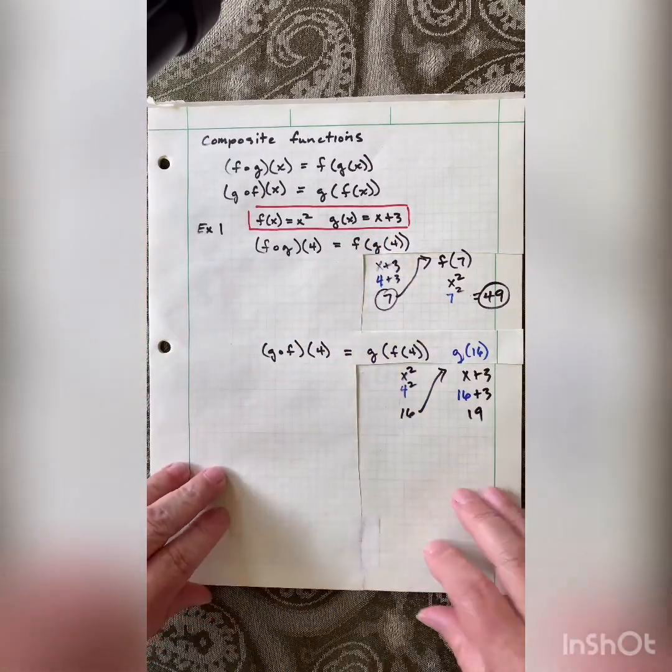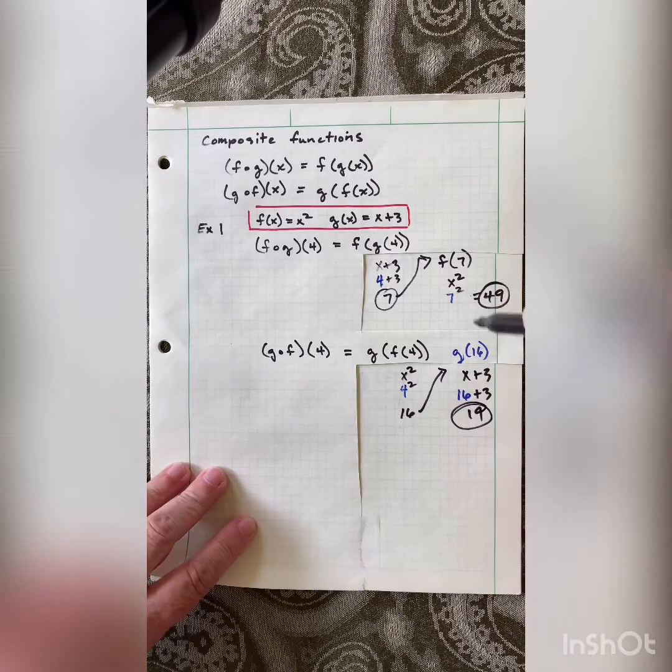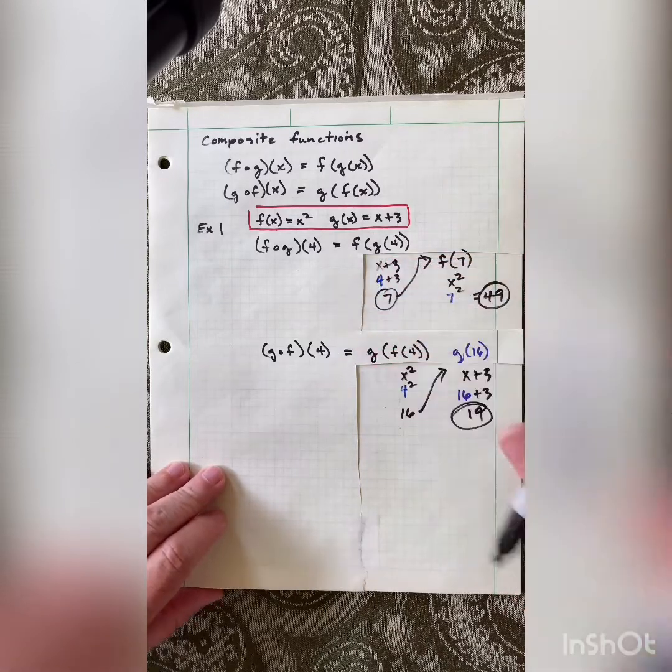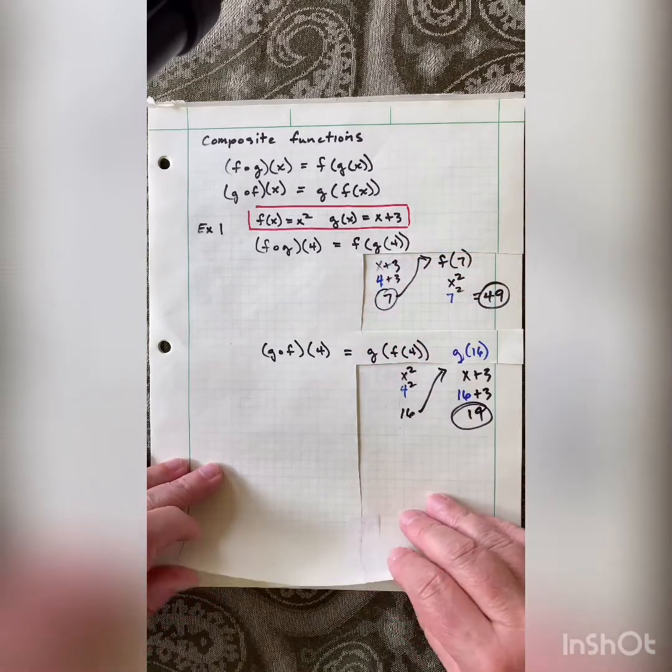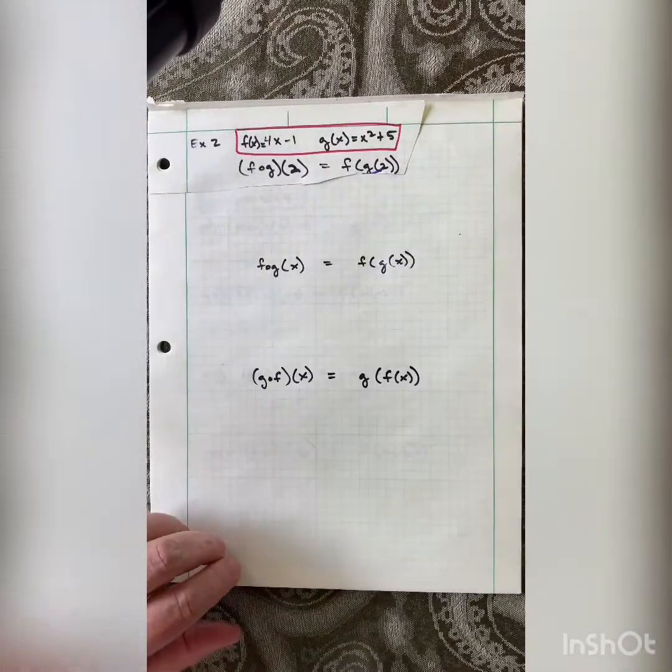And there you go. I do want to point out here that f of g of 4 and g of f of 4 will give you different answers, so be very careful how you do your substitution.